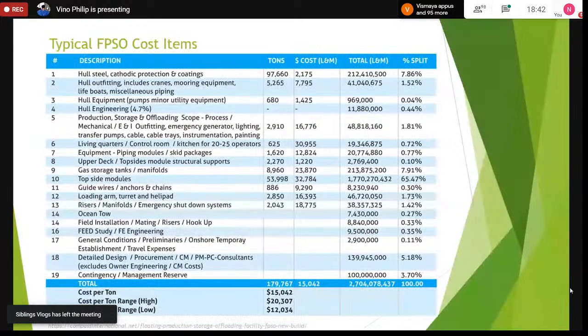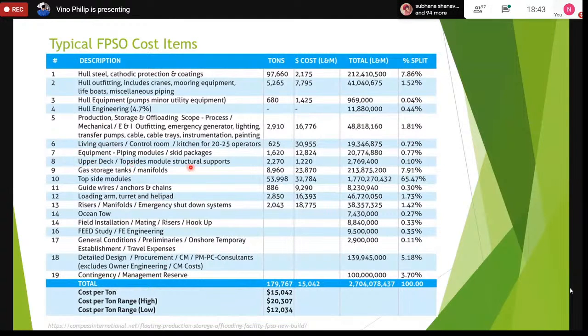So this particular model shows you where the different costs are and the different aspects of the cost. So you have the hull, which is the outer shell of the vessel, and then you have the production system, which is all the mechanical equipment. Then you have the living quarters for human habitation, and then you have certain other equipment packages, which is also part of the production system.